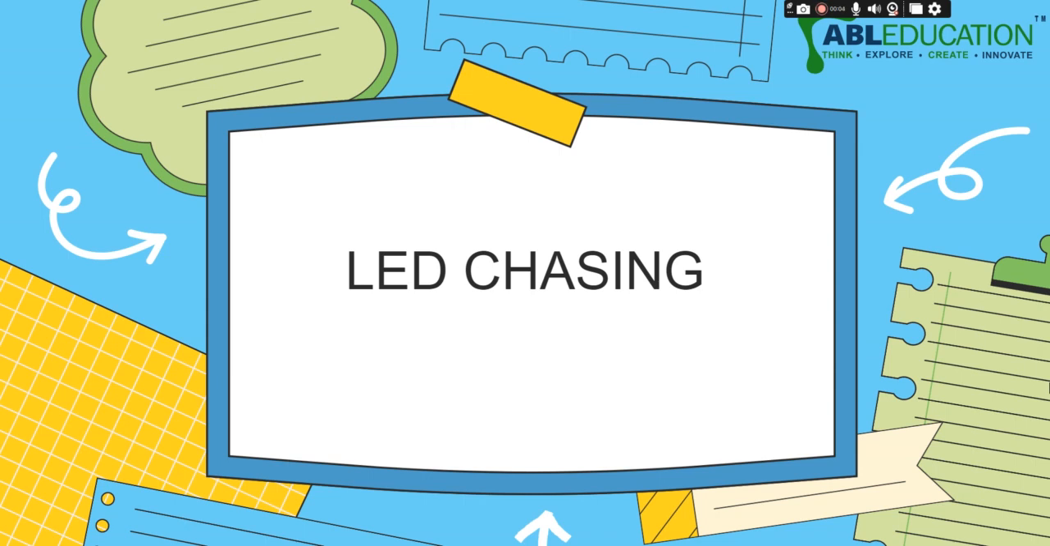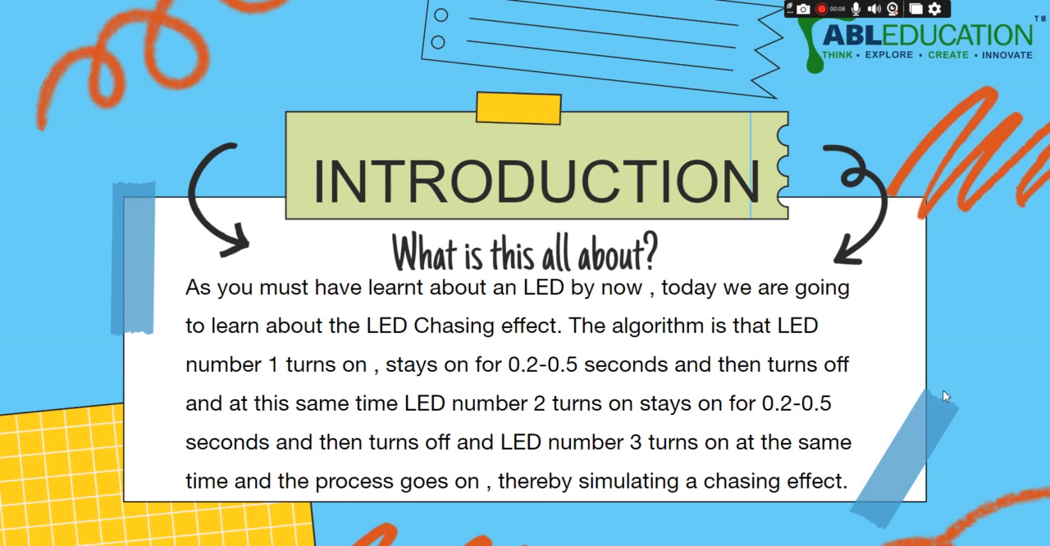Today we are going to learn about the LED chaser. The basic introduction is that by now you have learned how an LED works. It has two terminals: the negative is connected to the ground and the positive is connected to a digital pin. You have learned the basics about LEDs, and today we are going to learn about the LED chasing effect.